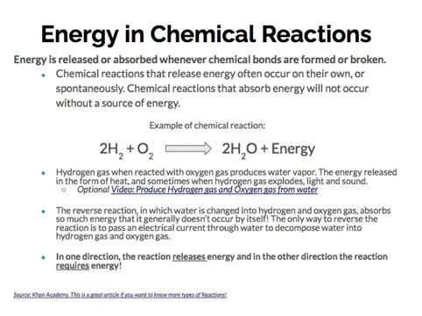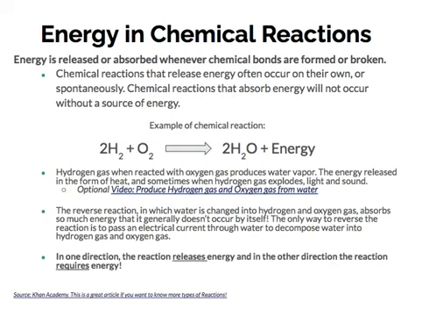So now we're going to look at energy and chemical reactions a little bit more closely. Energy is released or absorbed whenever chemical bonds are formed or broken. Chemical reactions can release energy on their own, and we call that a spontaneous reaction. Now, don't mistake spontaneously with quickly. Just because something is spontaneous doesn't mean it will occur fast. It could take years, hundreds of years, or even millions of years to be considered spontaneous.